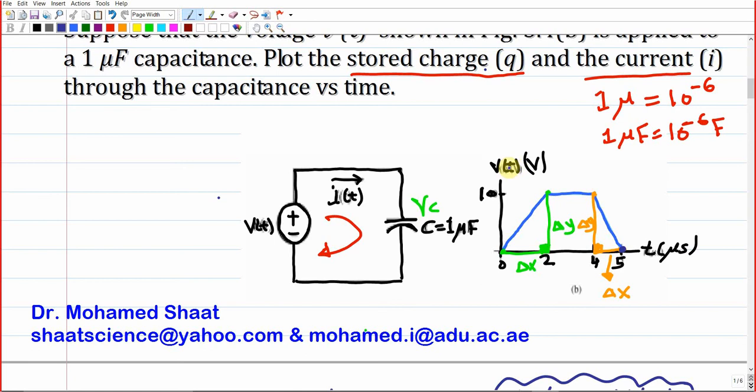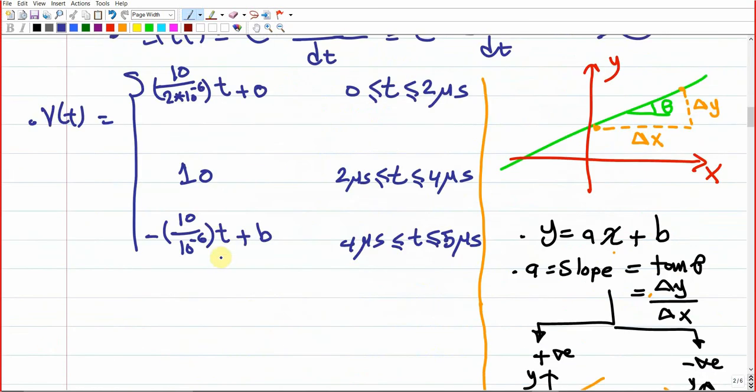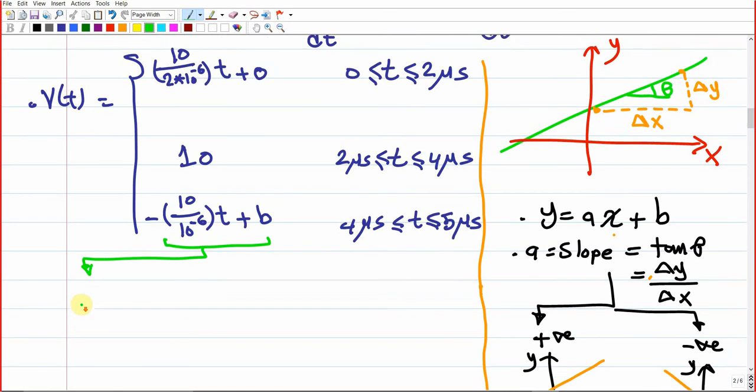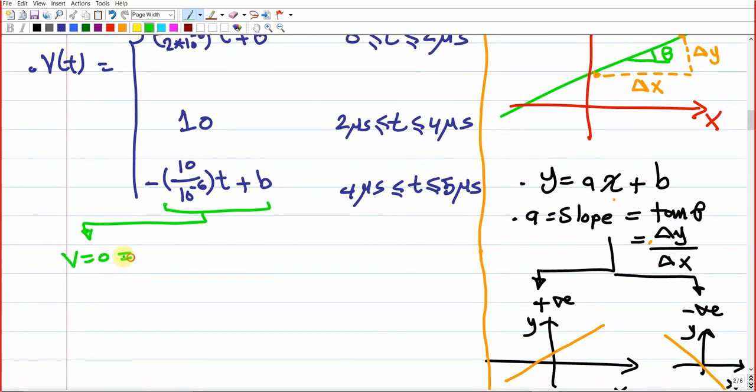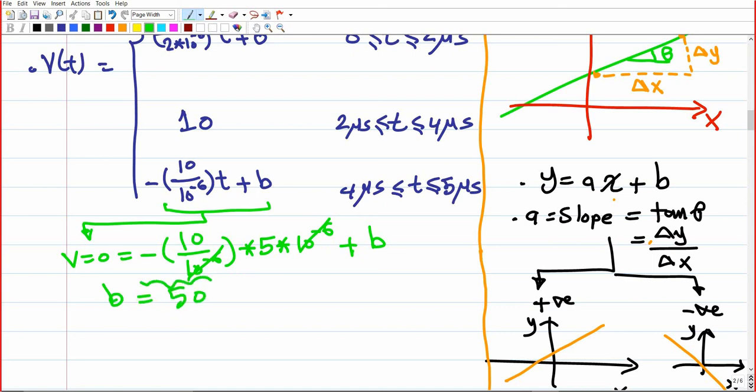At t equals 5, how much is the volt? It should be 0. So what does it mean if you just plug into this equation here? I'm going to plug in that v equals 0 when t equals 5. So this is going to give us negative 10 over 10 negative 6 times 5 micro, so it should be 10 negative 6. Make sense? Because it is microseconds, plus b. So this 10 negative 6 will cancel with this one, and this is going to give us b equals positive 50, right?